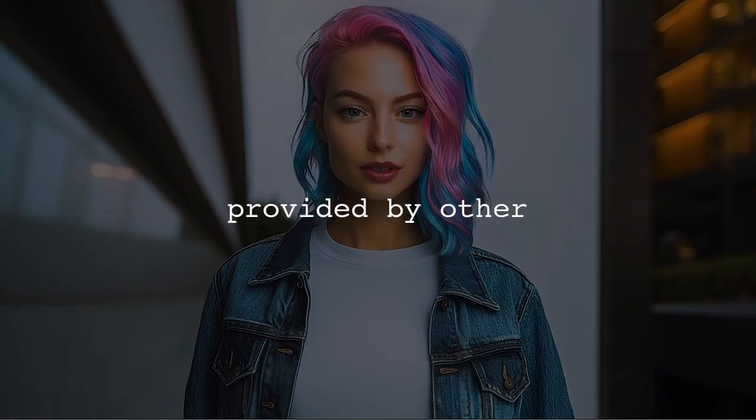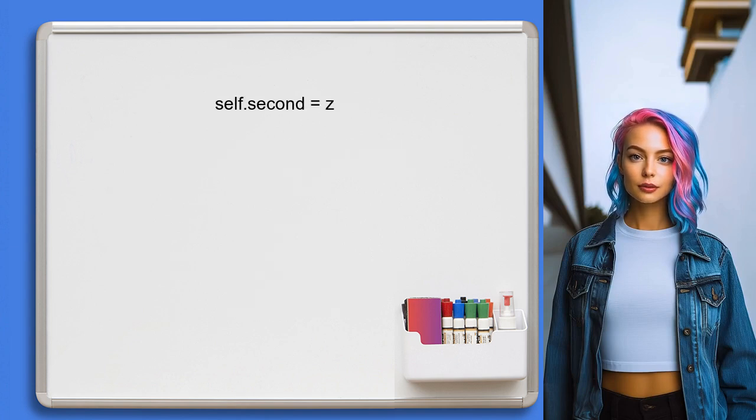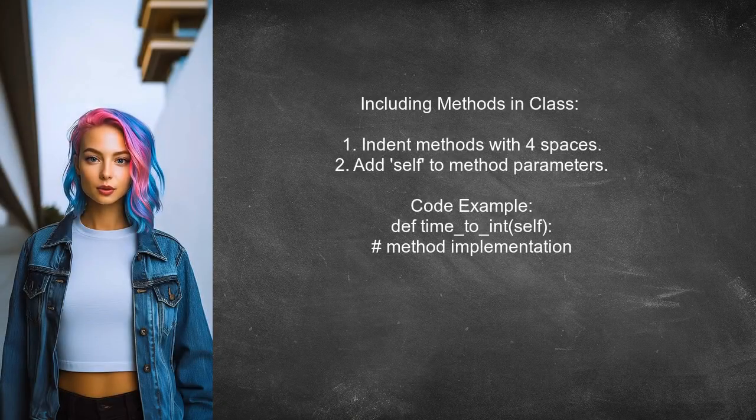Now let's look at the answers provided by other users. This user suggests a solution to the error by ensuring that the constructor of the Time class accepts 3 arguments. They recommend initializing the time object with default values of 0 for hour, minute, and second. Additionally, they mention that if you want to include methods like time_to_int, int_to_time, or addTime within the class, you need to indent them properly and include self in the method parameters.